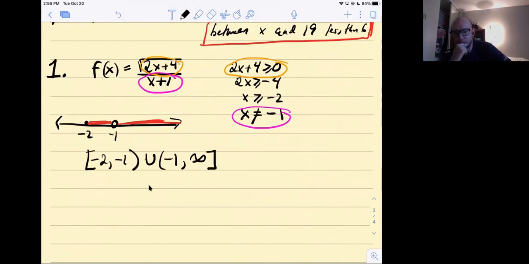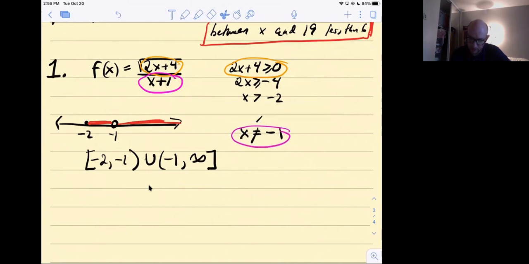All right. Are there any questions on number 1? The reason I wrote this is I kind of jumped a step. What I should really write above that is x plus 1 is not equal to 0. And then that's how you can get to here.